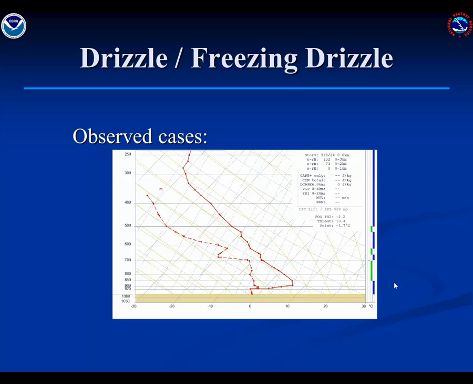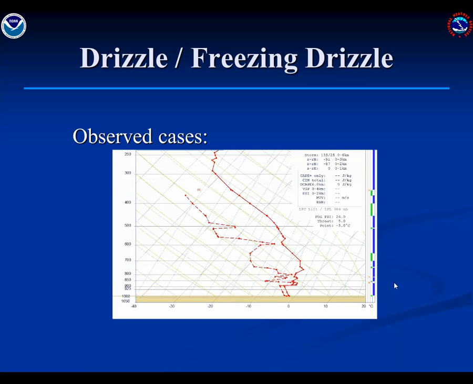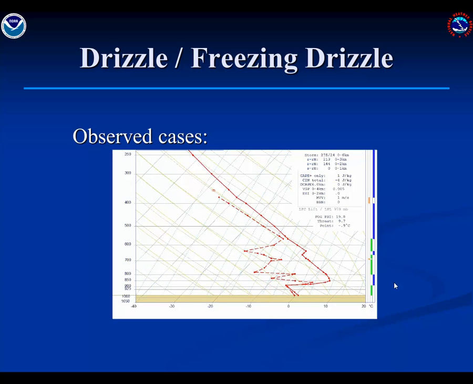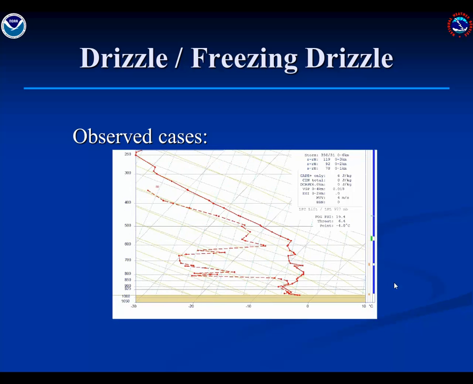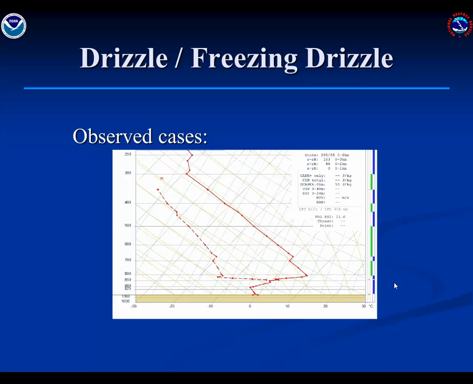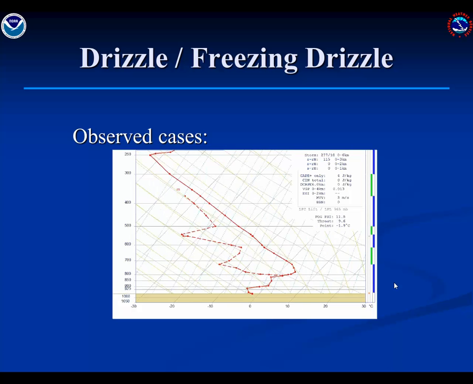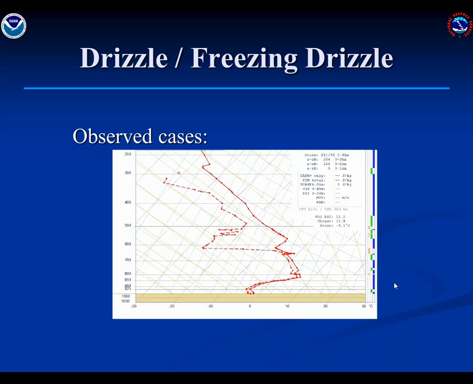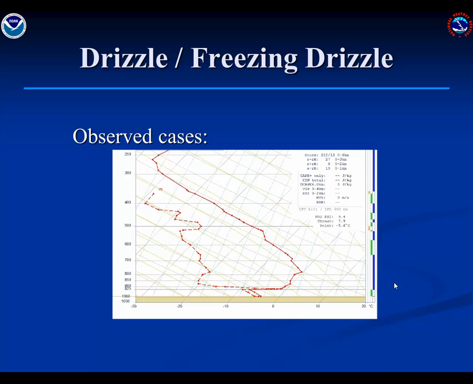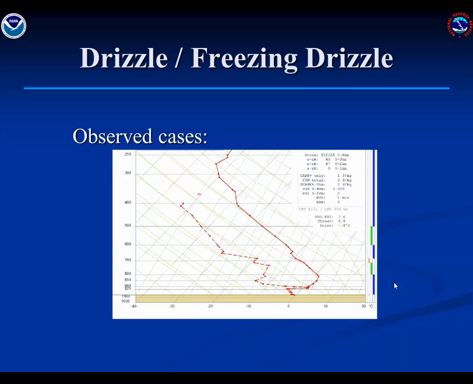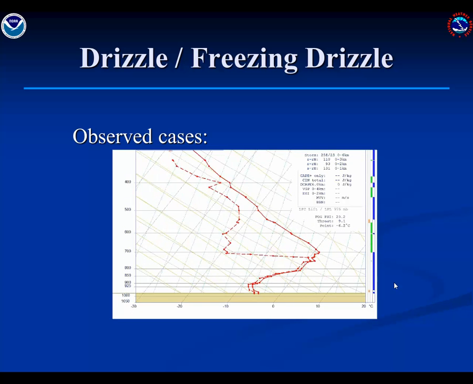Let's talk about one other area, and that is drizzle and freezing drizzle. This is just a loop of observed drizzle or freezing drizzle cases. And we're going to just loop through this a little bit, and what do you notice? You notice a fairly similar look to many of these soundings. They have a low-level saturated layer, typically involve an inversion, and then a very dry layer aloft.